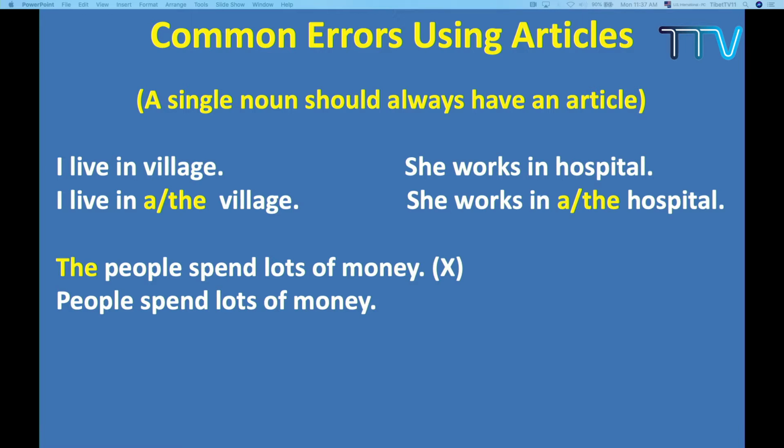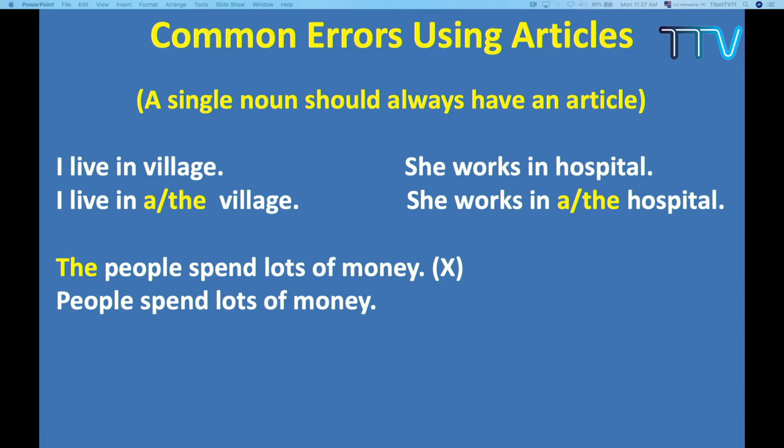Grammar rules say a singular noun should always have an article. Don't forget to use the article. For example, the correct one is I live in a village, or you can use the definite article: I live in the village. So you should not leave your noun naked like this, I live in village. Instead, I live in a village or I live in the village.